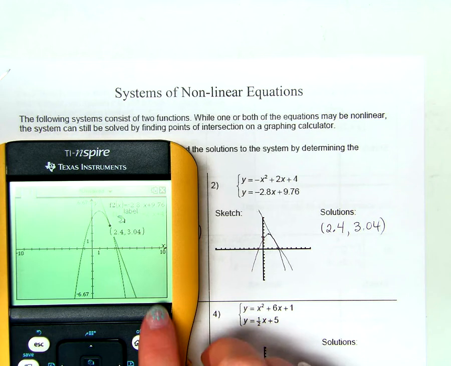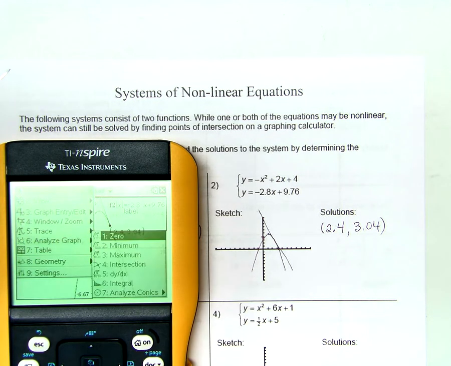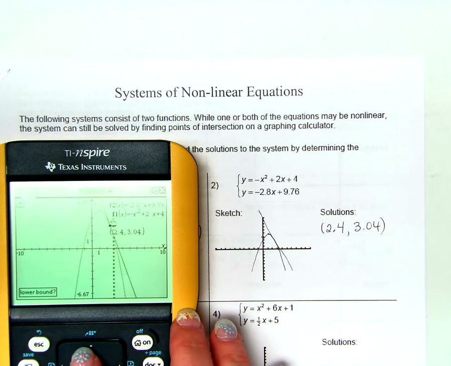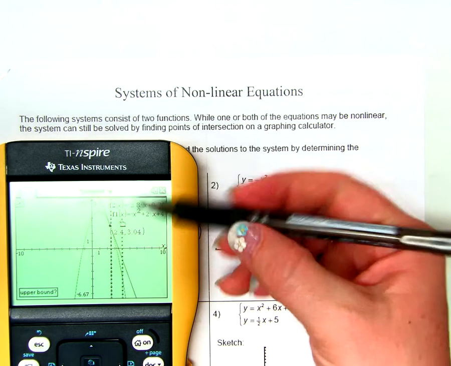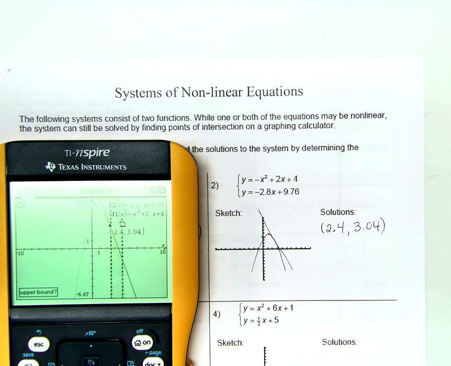Now I could go back. I could say Menu and Analyze Graph and find the intersection, and I can put this right here on that dot and then scoot over for the upper bound, and notice no other dots appear right here, so I know that there's no other points of intersection. Okay?